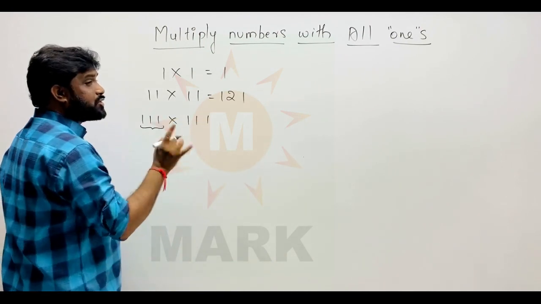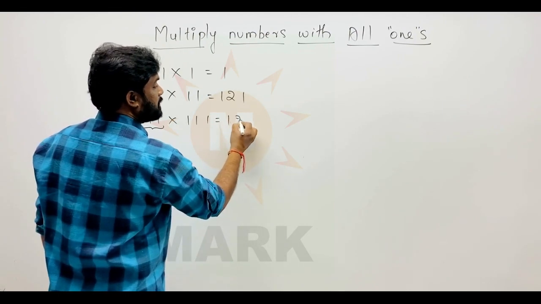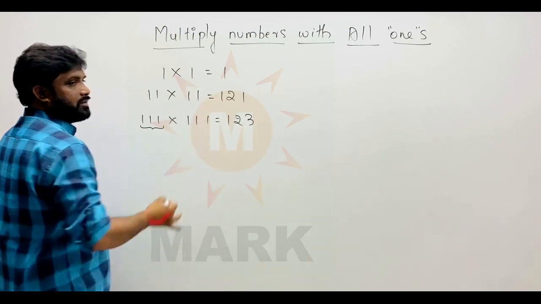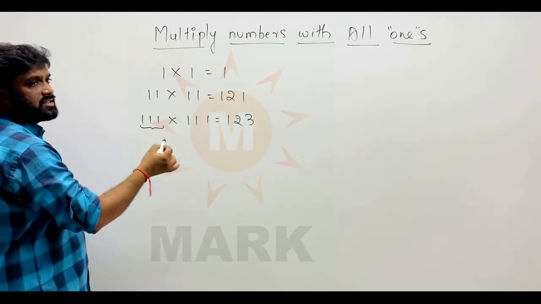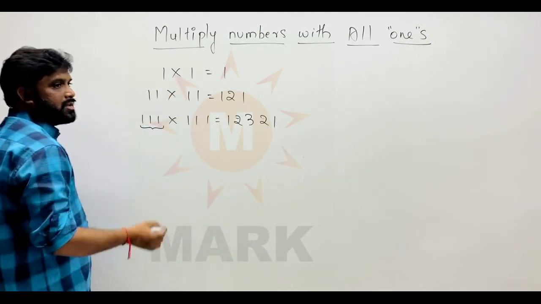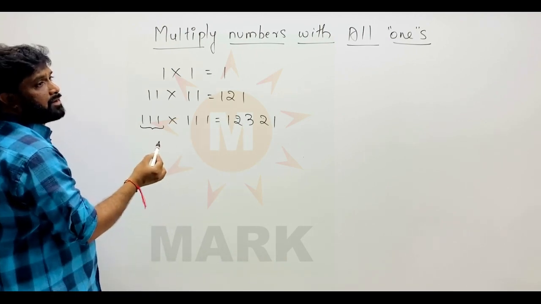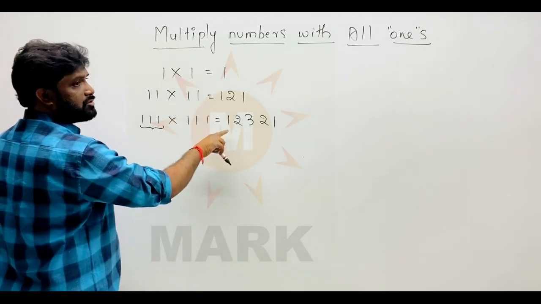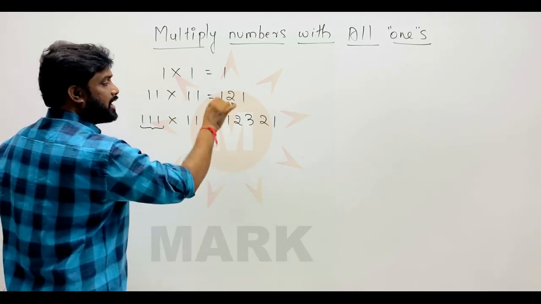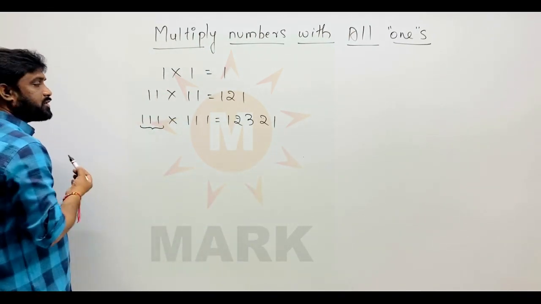Since you are handling the multiplication of 3 ones, start from 1 in the ascending order right up to 3. 1, 2, 3. Because you are handling 3 ones into 3 ones, so 1, 2, 3 and come back up to 1 in the descending order. So start from 1, go in the ascending order up to 3 because you are handling 3 ones into 3 ones, and come back in the descending order up to 1. I think you understood the process.